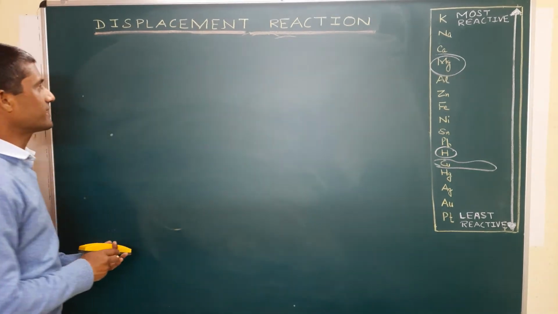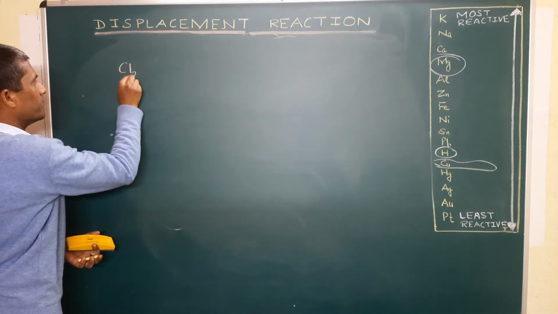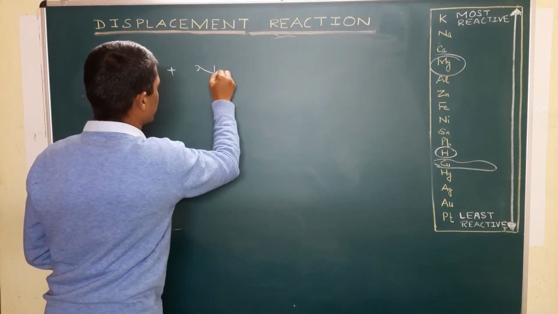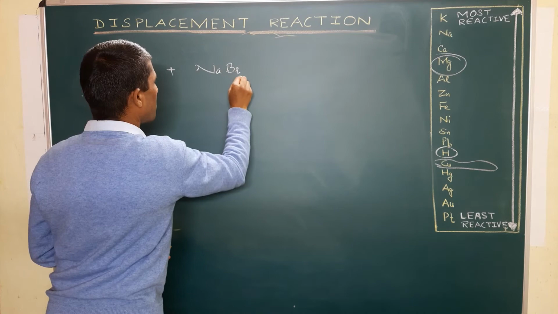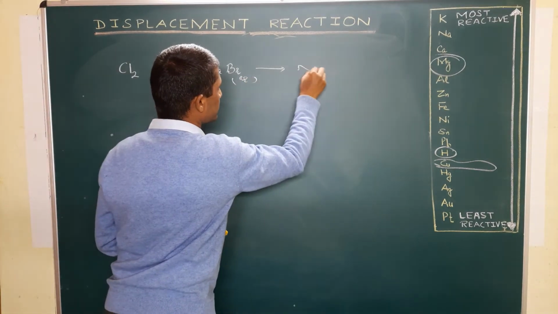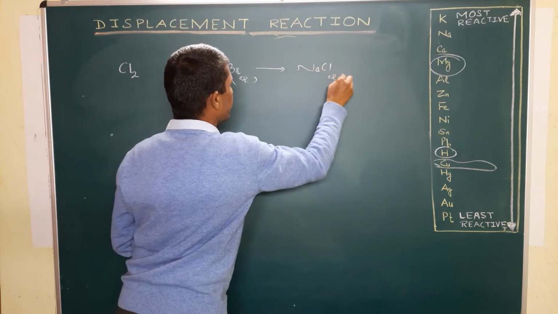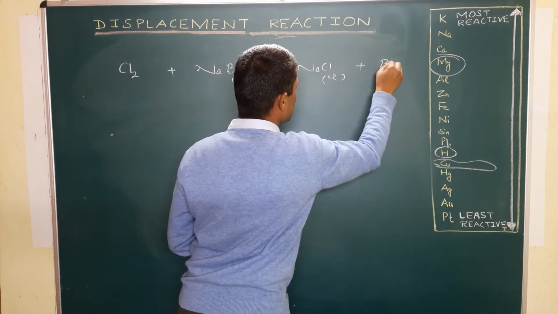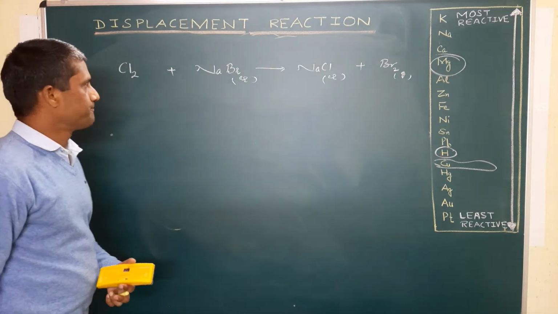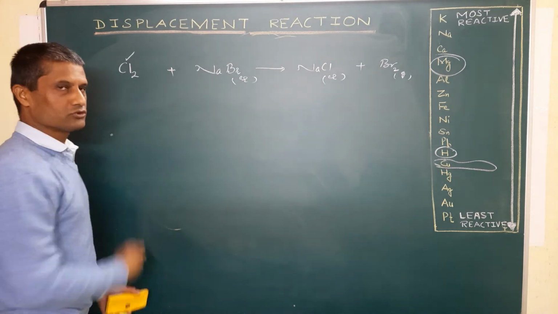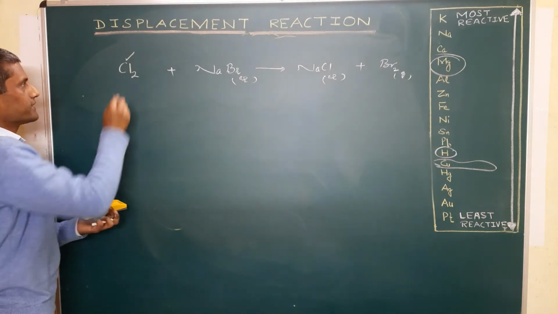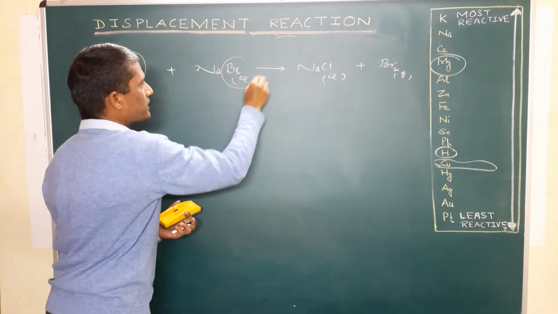And let me take an example here, chlorine, being passed through an aqueous solution of sodium bromide, and what you are going to get here is NaCl in aqueous state plus bromine gas. Now, remember, the competition is between non-metals. Chlorine is a non-metal and bromine is a non-metal.